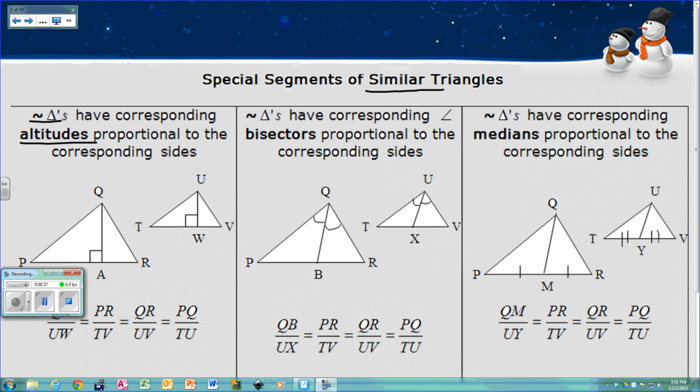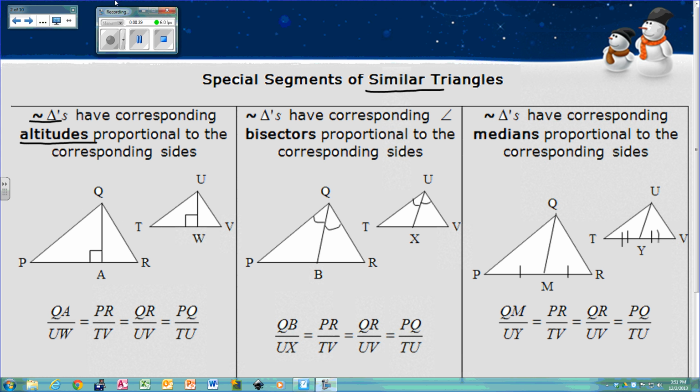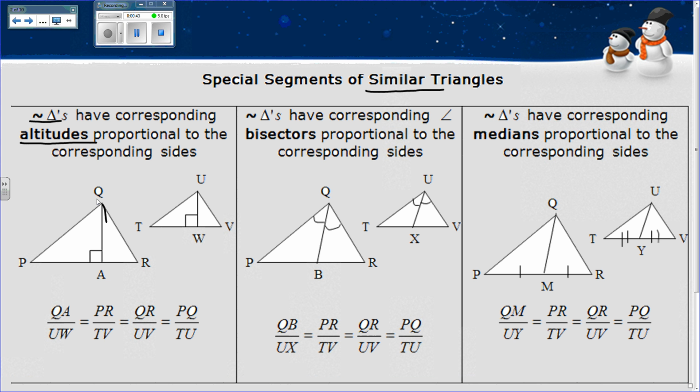So let's move this up here. Okay, so we're going to look at this. So this altitude corresponds with this altitude, so you can set up all these different proportions. You only need two pieces at a time. So I could set up QA and UW with QR and UV. So it's just a matter of what information is given as to how you want to set up your proportion, but there are many different ways to do so.